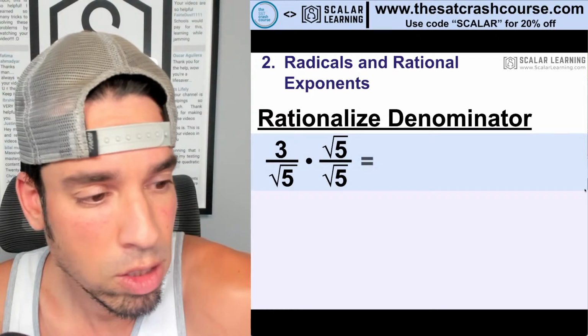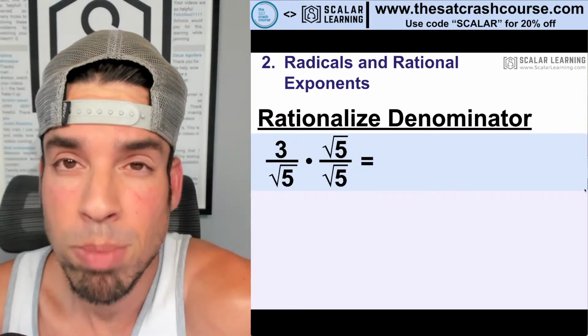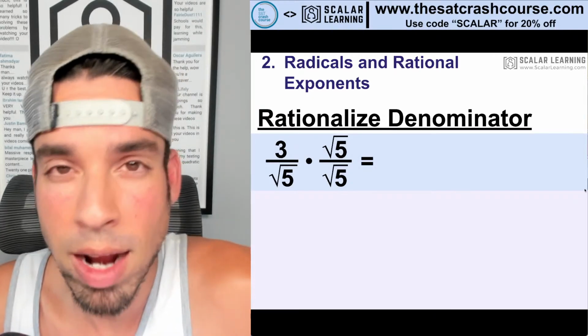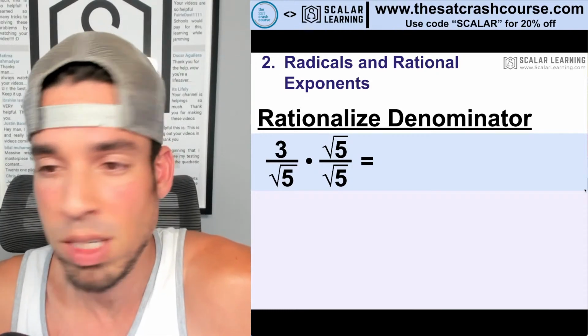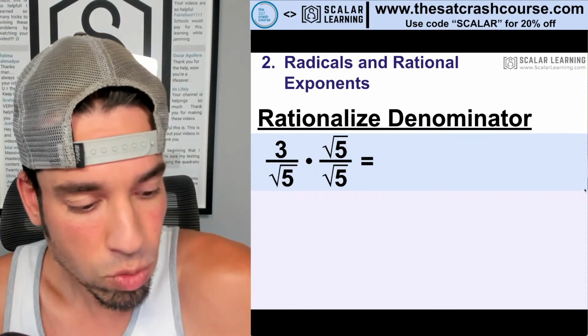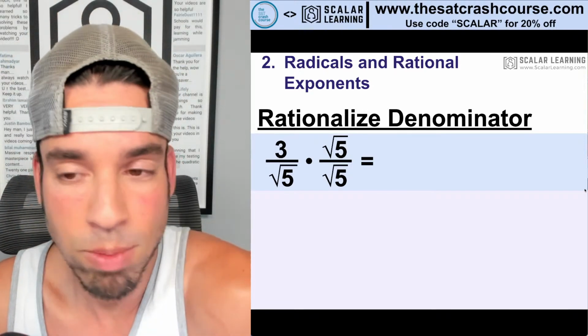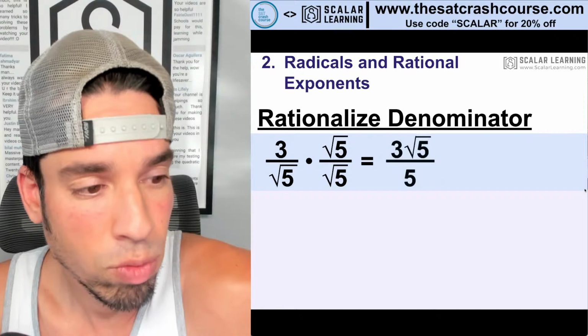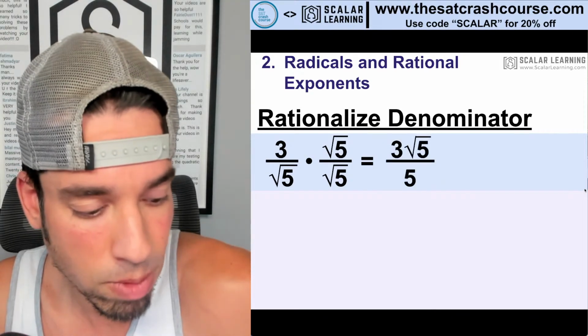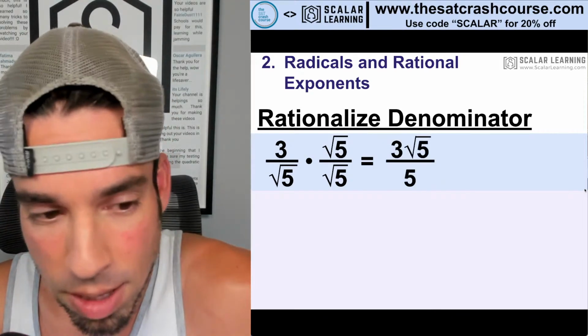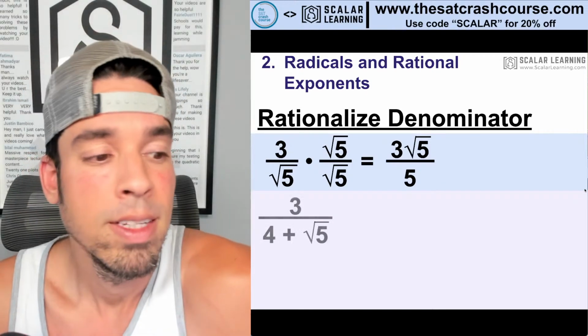When you do this, you get 3 rad 5 on the top, but the beauty is, what do you get on the bottom? Well, any radical times itself just kills the radical, becomes that number. Why? Because rad 5 times rad 5 is rad 25. Square root of 25 is 5. Okay, same with any number. So we get 3 rad 5 on the top, and on the bottom, it just becomes a nice 5, which has been rationalized, and that's it.